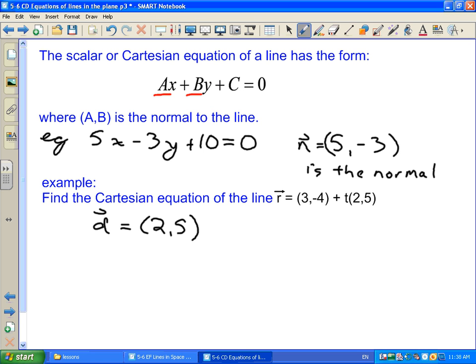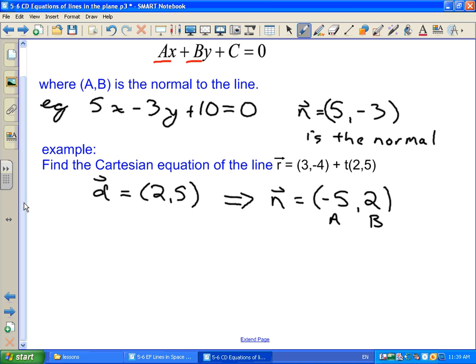To get our Cartesian equation, we need this normal to get these numbers a and b. So we want the normal to this line here. So if our direction vector is 2, 5, what's our normal going to be? Well, we want something perpendicular here, so we're going to interchange x and y and change one of these things to negative. So we'll have -5, 2 is our normal to this line that we're given. So right away, this is telling us what a and b are in our Cartesian equation.